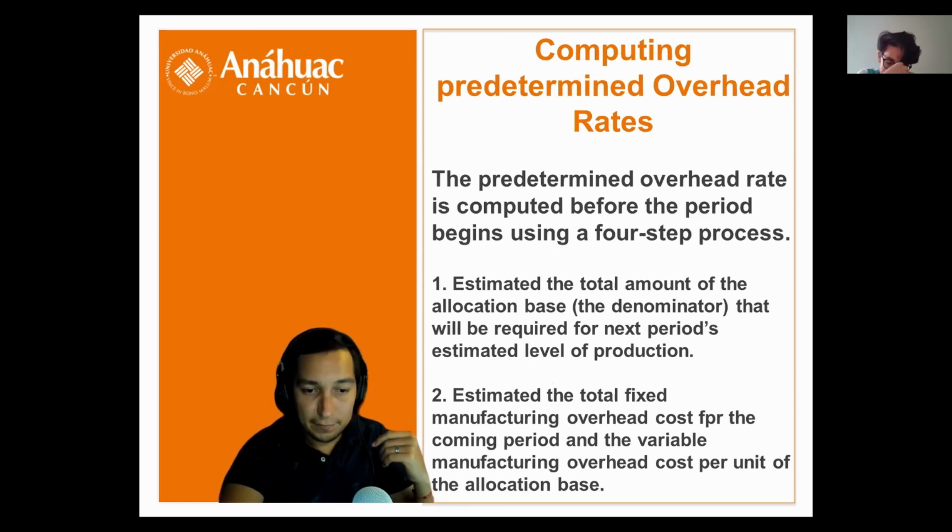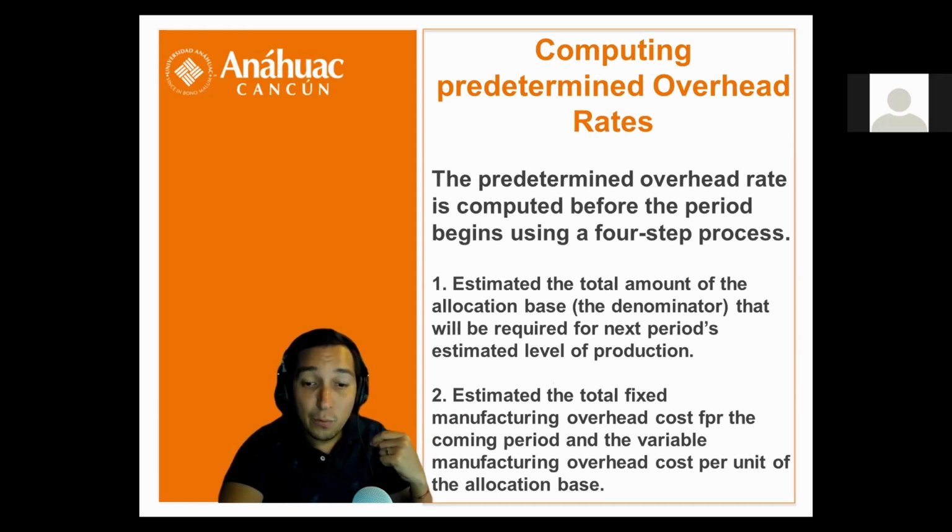Okay. Why do we need to estimate? Why can't we do this after the fact with accuracy? Predetermined overhead rates that rely upon estimated data are often used because, number one, we can't wait. Actual overhead for the period is not known until the end of the period. Thus, that prevents us from estimating our job costs during the period.